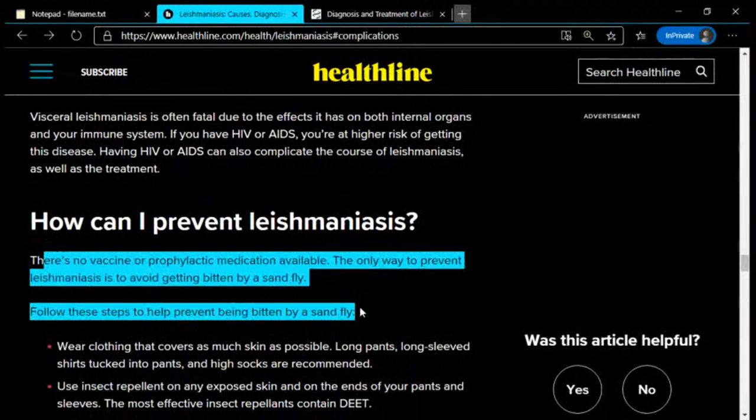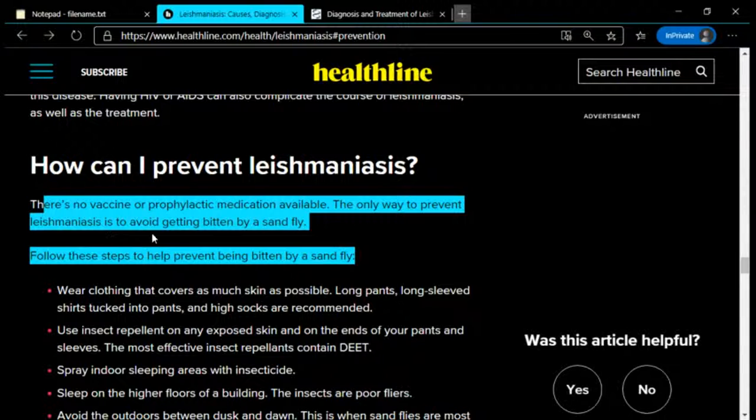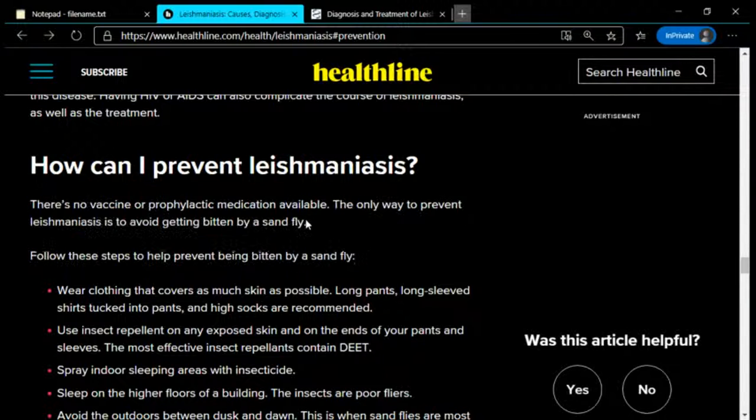There is no vaccine. The only way to prevent it is to avoid getting bitten by a sandfly. If you see a bug, a fly, a mosquito, a bug like a mosquito with wings, avoid it at any cost, because it could be leishmania or it could cause trypanosoma.